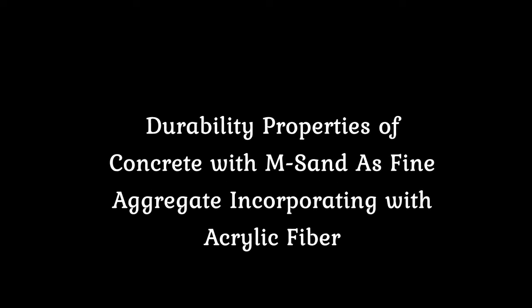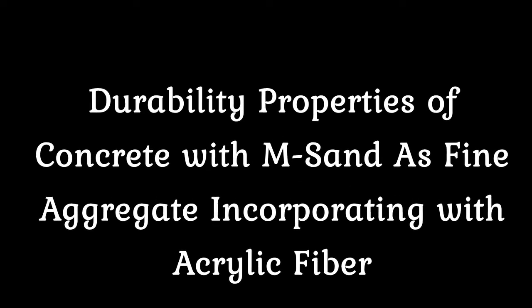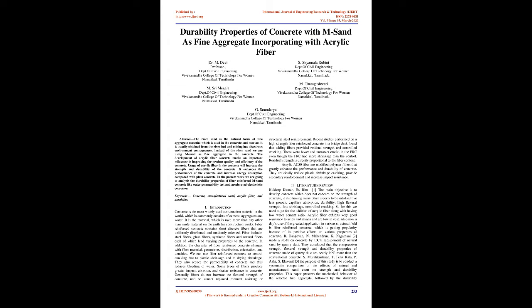Durability properties of concrete with M-sand as fine aggregate incorporating acrylic fiber. Abstract: River sand is the natural form of fine aggregate material which is used in concrete and mortar. It is usually obtained from the river bed, and mining has disastrous environmental consequences. Instead of river sand, we are using M-sand as fine aggregate in the concrete.